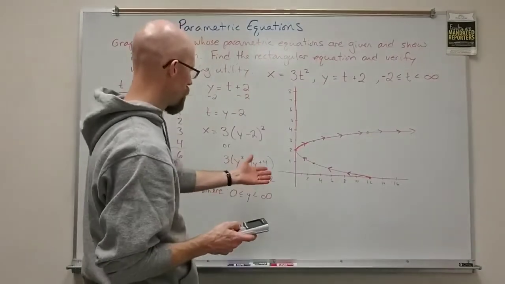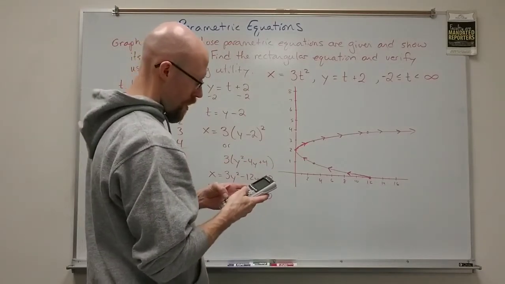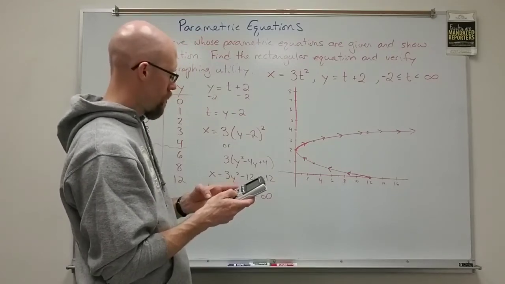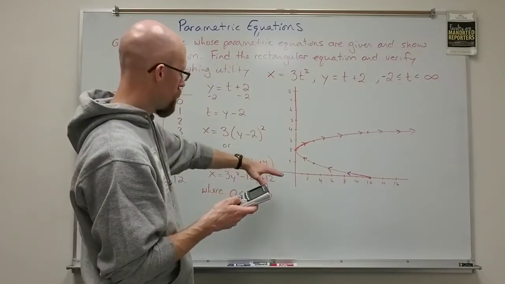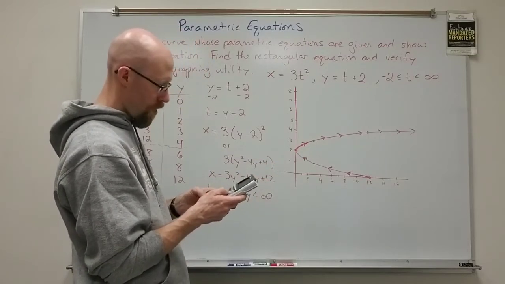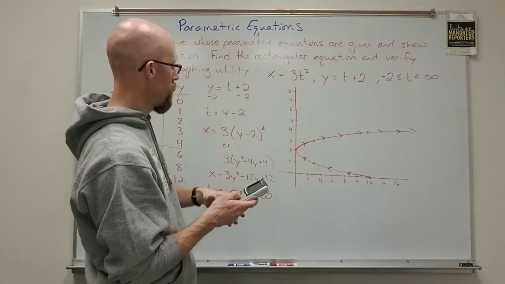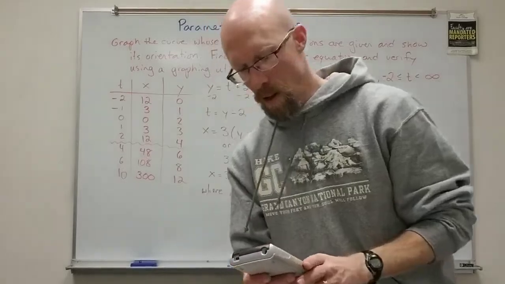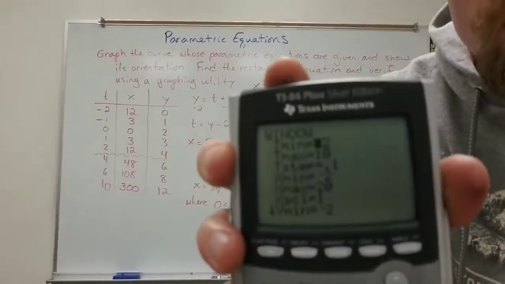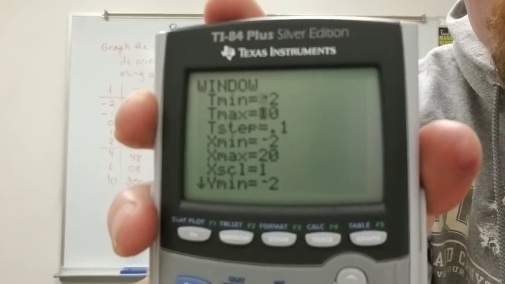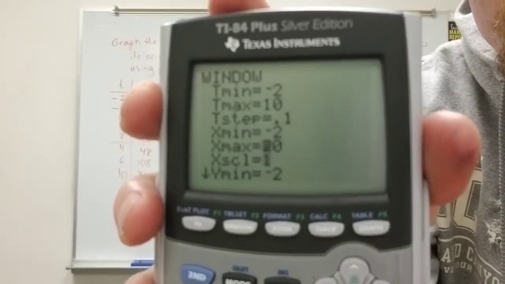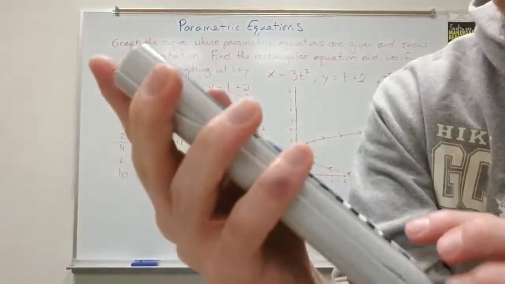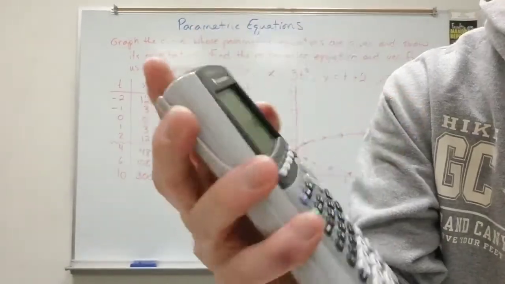The X minimum, I want to go with -2. The X maximum, I'll go 20 just to get a little bit of extra there. X scale of 1 is fine. Y minimum, I'll go with -2 also. Up to, I don't know, maybe we'll go up to like 6 with a scale of 1. All right, so I'll show you my window then. Final call here, -2 to 10 with a 0.1 step, -2 to 20 with a 1 scale, -2 to 6 with a 1 scale. All right, and when I hit graph, oh, that went too fast.